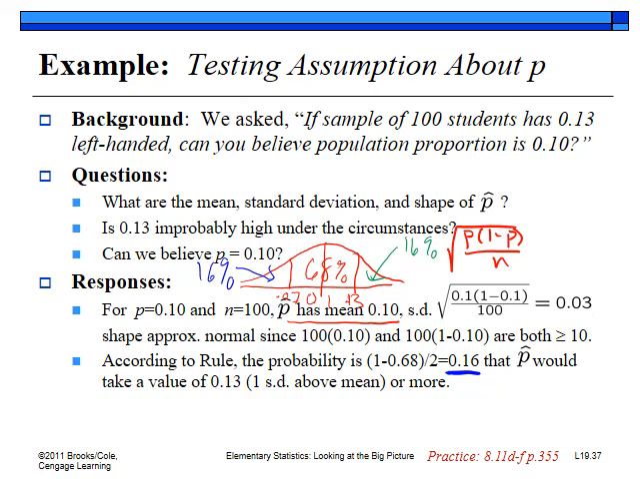So can we believe that p might be equal to 0.1 and that our sample was unusually high just due to randomness? Well, sure. A probability of 16% is not terribly low. Later on, we're going to establish our standard cutoff at 5%. But since this is 16%, that's well above, so we're good there.